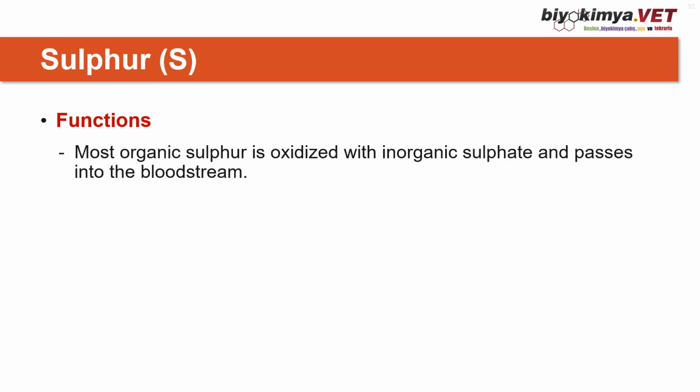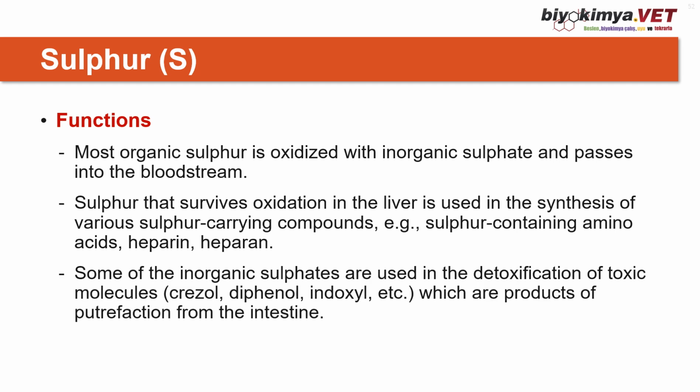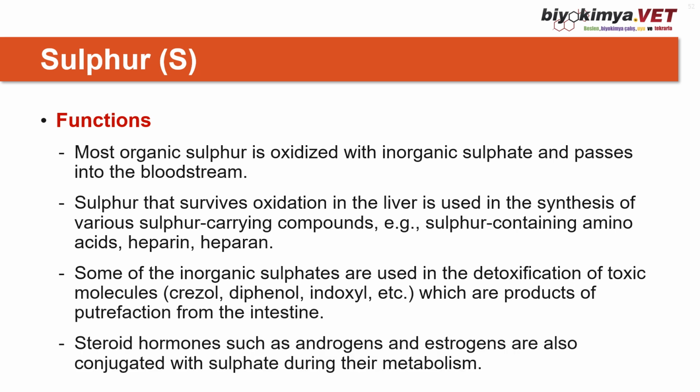What are the functions of sulfur? Most organic sulfur is oxidized to inorganic sulfate and passes into the bloodstream. And sulfur that survives oxidation in the liver is used in the synthesis of various sulfur-carrying compounds such as sulfur-carrying amino acids, heparin, heparan, or any compound requiring sulfur or sulfates. Some of the inorganic sulfates are used in the detoxification of toxic molecules such as cresol, diphenol, indoxyl, etc., which are the products of putrefaction from the intestine. And steroid hormones such as androgens and estrogens are also conjugated with sulfate during their metabolism.